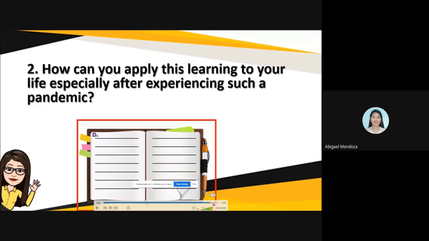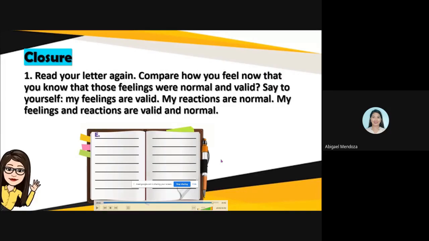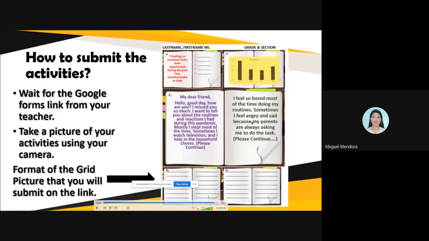So, ilalagay mo dyan. And then, sa huli, yung closure, tapos na tayo sa application, sa closure naman tayo, babasahin mo ulit yung letter. Tapos, compare mo ulit kung ano yung nararamdaman mo na ngayon na normal pala lahat ng nararamdaman mo. Na normal palang matakot, normal palang na malungkot, normal na maiyak, or yung mga feelings na nararamdaman mo ngayon, normal yun. Ano yung nararamdaman mo? So, ililis mo lang dyan. Yan. So, bali meron kayong sa module 1, meron 5.